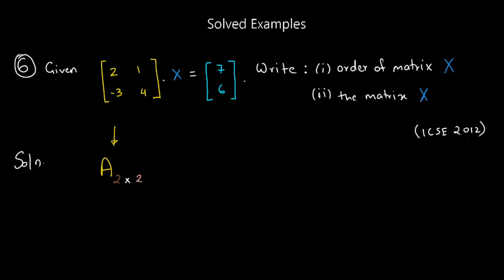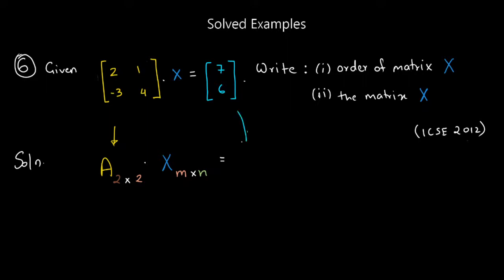We are multiplying that by a matrix X whose order is unknown to us. So let us take it to be m by n, so m rows and n columns for now. And on multiplying these two matrices, we get this matrix here. Let's take that to be a matrix B, suppose.